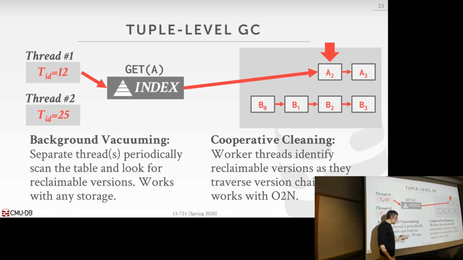So the benefit of this approach is that you don't have to maintain these separate background threads, but now your queries could potentially run slower because they may come across a long version chain, and you have to clean things up before you can actually finish running your query. What's another problem with the cooperative cleaning?